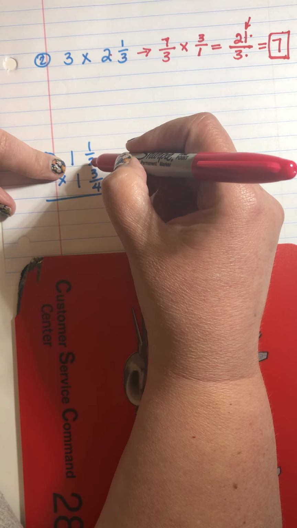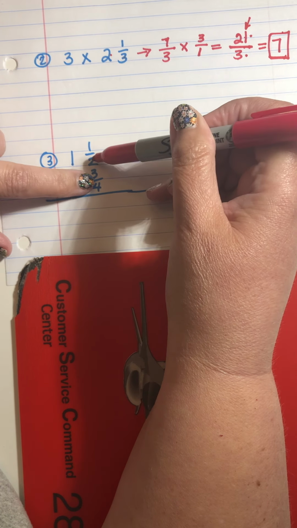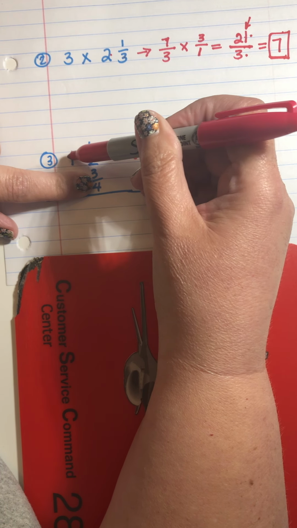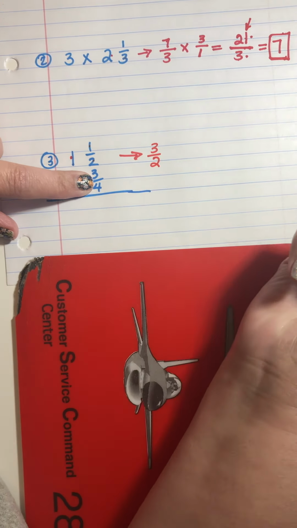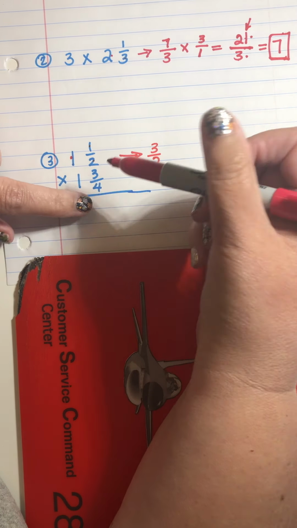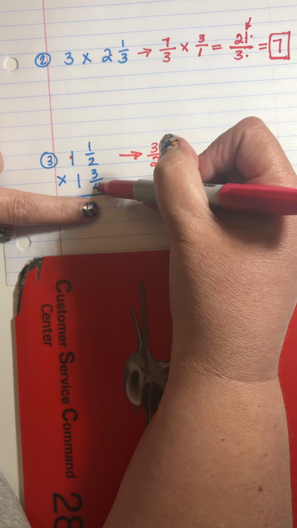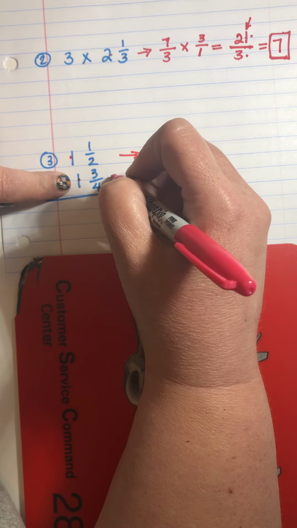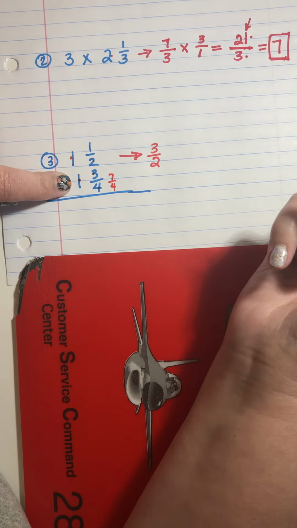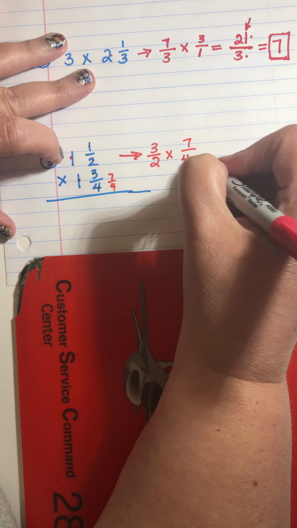Okay, so let's do that. 1 1/2, I don't know if y'all just heard Lincoln scream. Things are going great outside apparently. 2 times 1 is 2, plus 1 is 3 over 2. Okay, now I'm going to change this into an improper fraction. 4 times 1 is 4. Plus 3 is 7. Okay, so I'm going to multiply 3 over 2 times 7 over 4.